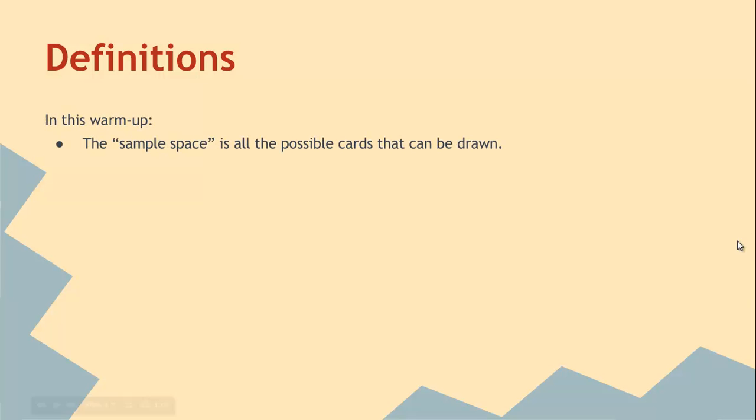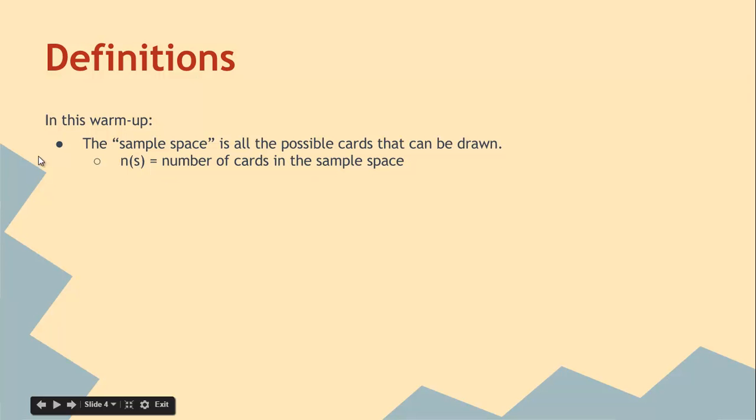In the warm-up, what we call the sample space is all the possible cards that can be drawn. So it's everything from ace to king of clubs, ace to king of spades, ace to king of hearts, ace to king of diamonds. And n(S) is the number of cards in the sample space. n(S) is just like a function that we saw last year in grade 11. It means the number of an inputted sample space, which is S. So it returns 52 in this case, and we're talking about cards.